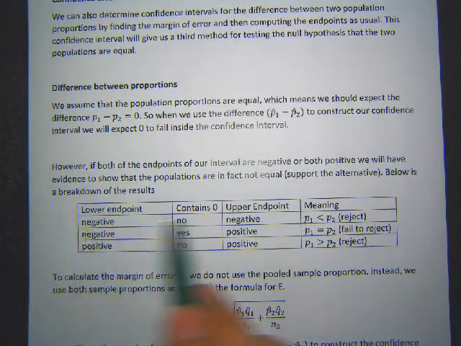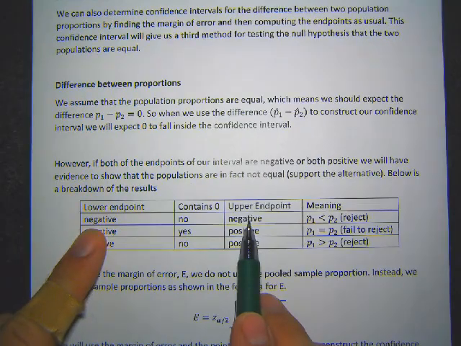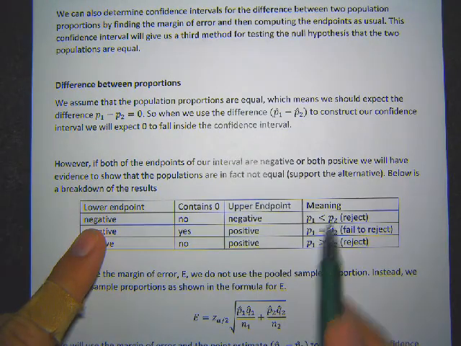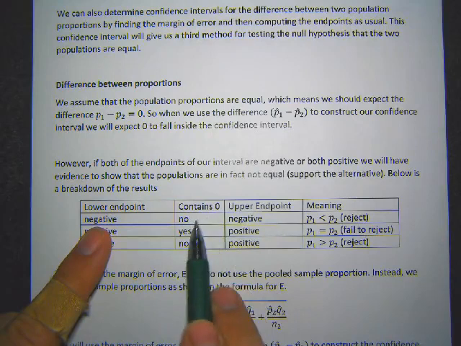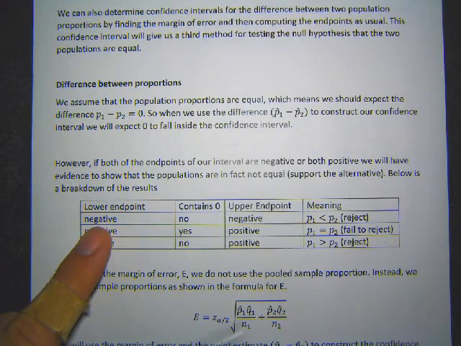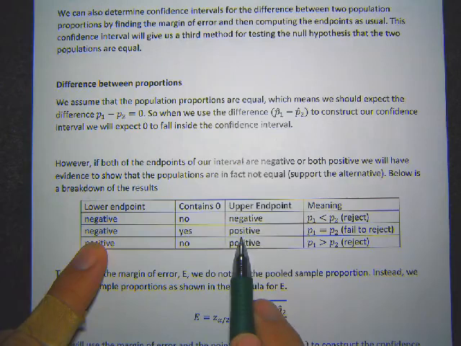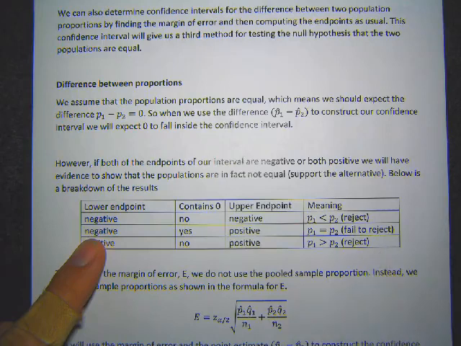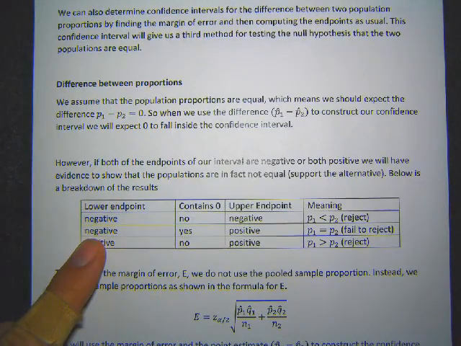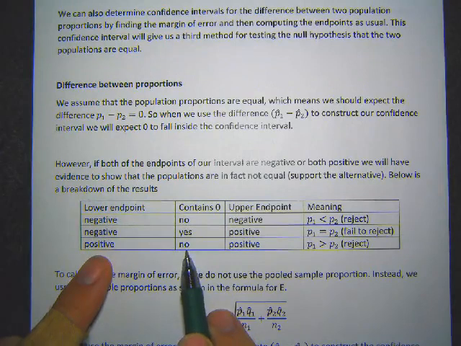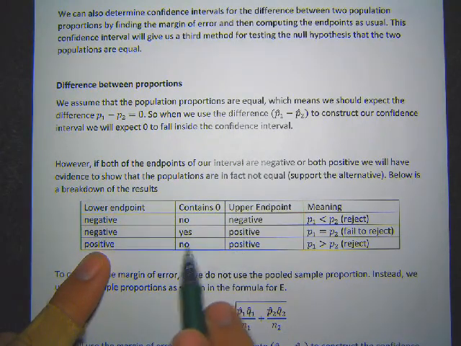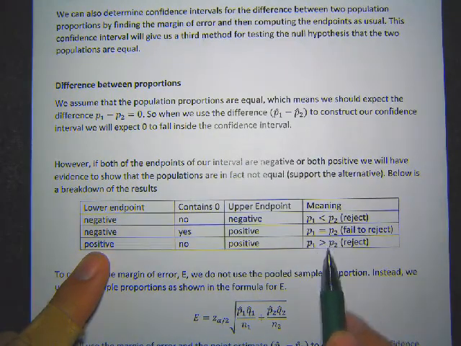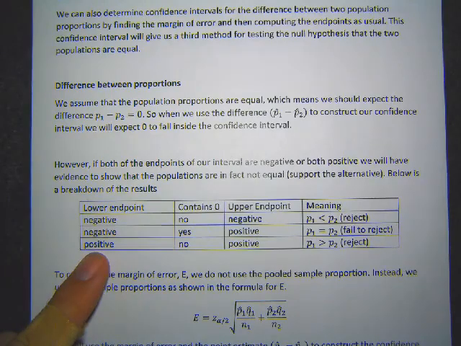You can have the lower be negative and the upper be negative. If they're both negative, then 0 is not inside the interval, and you could say the first population is actually less than the second, because when you subtract small minus big, you always get negatives. So it doesn't contain 0, and we reject because they're not equal. If you get negative and positive, then 0 is right in the middle of the interval, and you fail to reject. You can't really support that they're equal, but you can say we don't have evidence they're not equal. If you get both positive, then 0 is not inside the interval, and you say the first population is bigger, because if you subtract and get a positive, then the first one must be bigger.